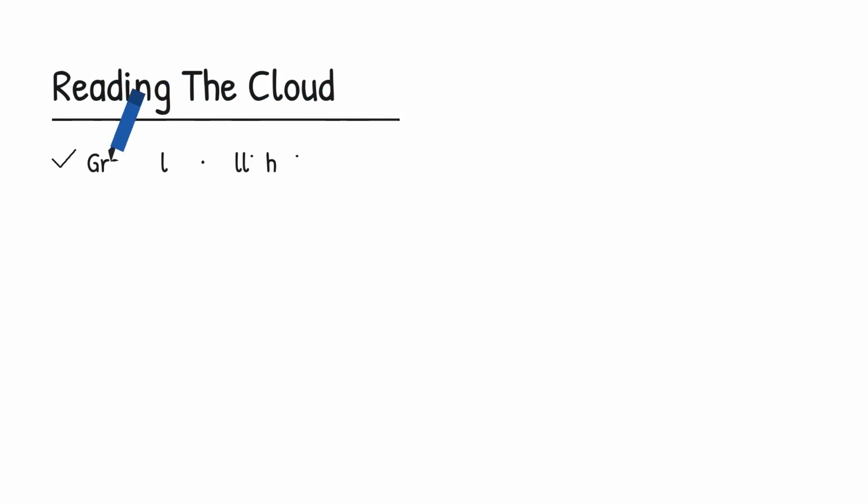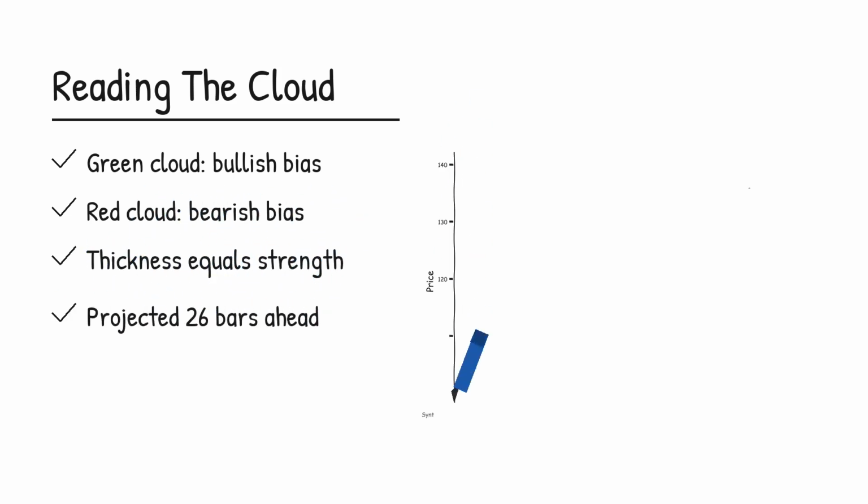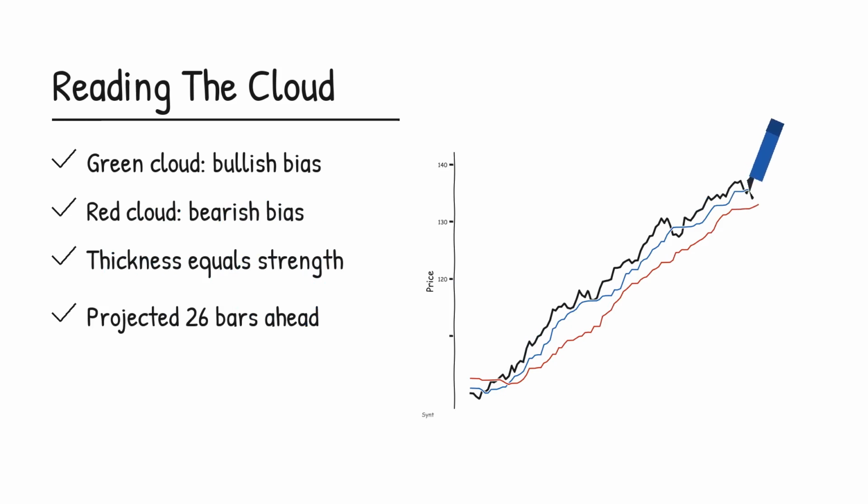The Kumo, or cloud, is the space between Span A and Span B. When Span A is above Span B, the cloud is bullish and typically shaded green. When A is below B, it is bearish. Cloud thickness reflects volatility and the strength of support or resistance ahead. A thin cloud is easy to slice through. A thick cloud is a fortress. Because both spans are projected 26 bars forward, you get a leading map of where equilibrium will sit.